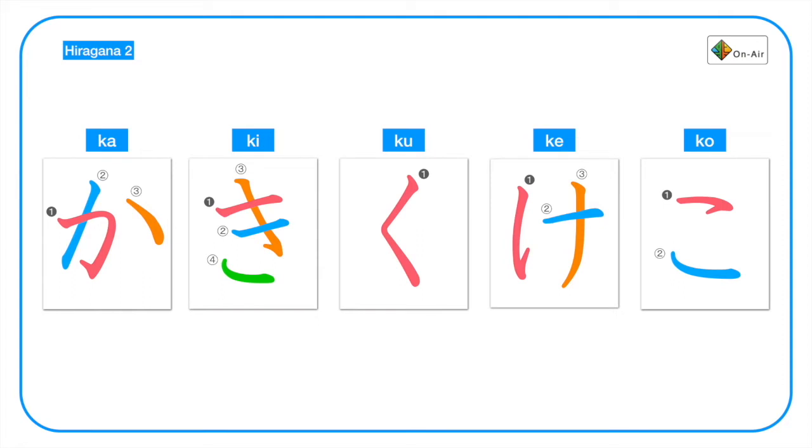The second group, we're just going to add the consonant K in front of the five basic vowels. So that is ka, ki, ku, ke, ko. So remember the five vowels are a, i, u, e, o. So when adding in the K it is ka, ki, ku, ke, ko.